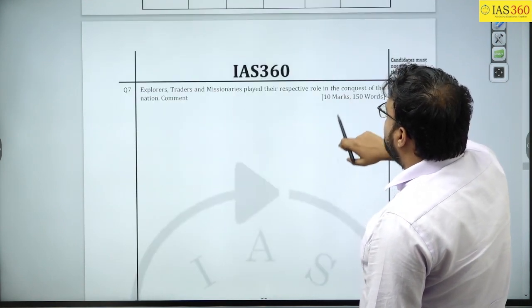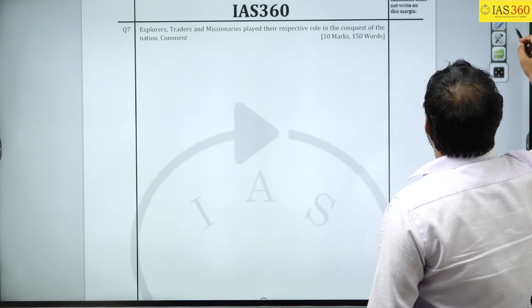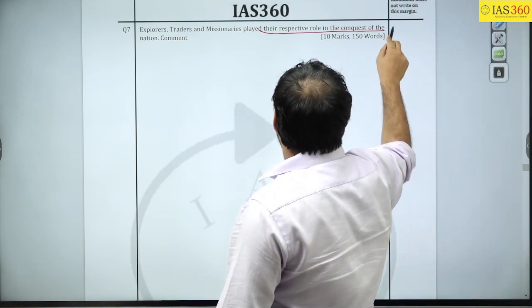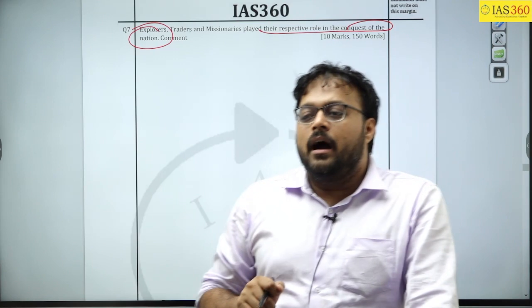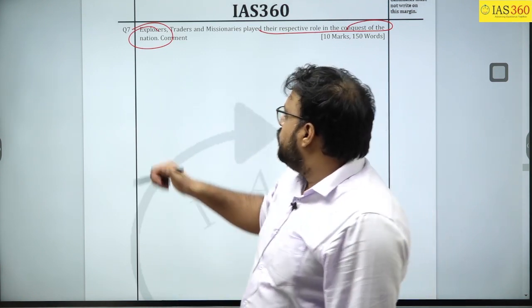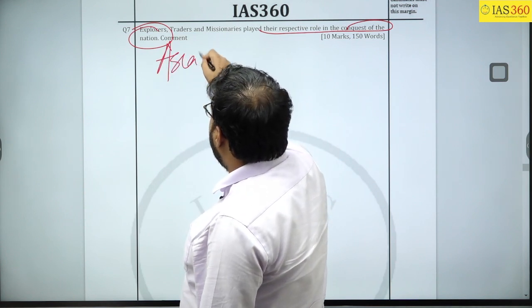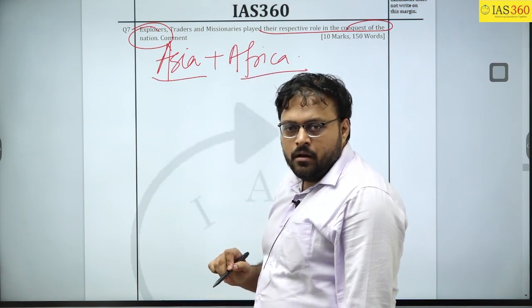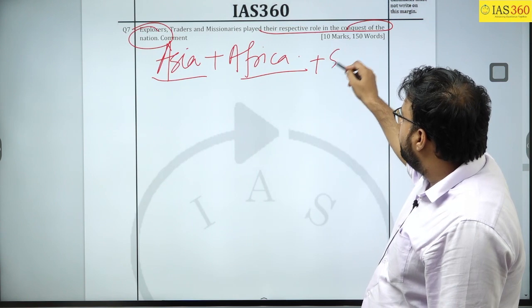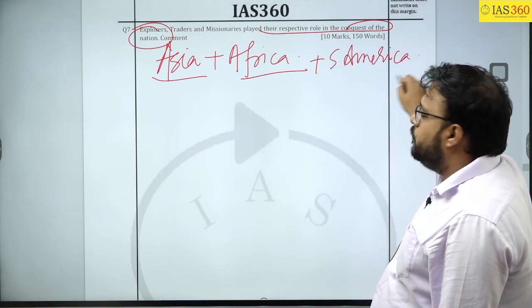Now we will see the next question, that is, explorers, traders, and missionaries played their respective roles in the conquest of the nation. Here again what I saw is that people are writing about India, that Vasco da Gama came, then missionaries came, proselytizing the people, rise of Christianity. So the question is about the nation, not about Asia, not about India. So basically in this question, you need to talk about Asia plus Africa both. South America also you can say.